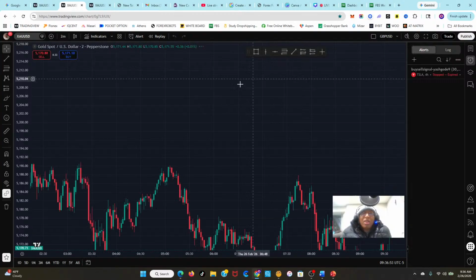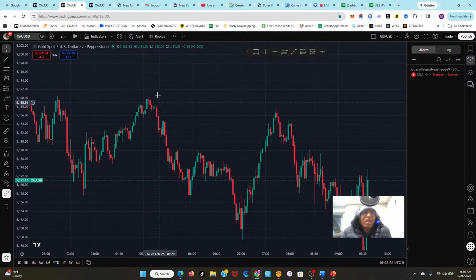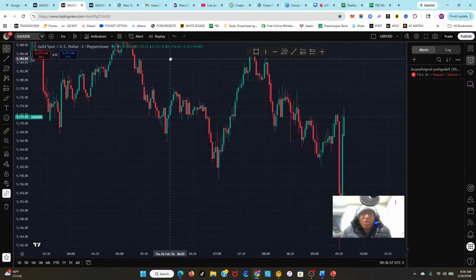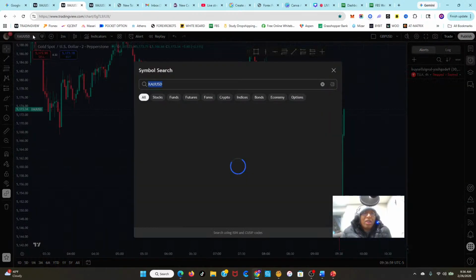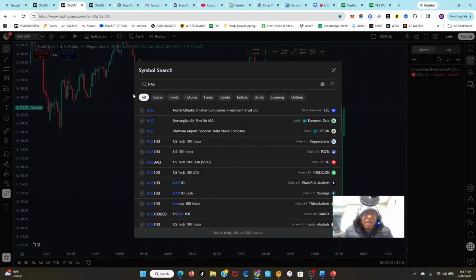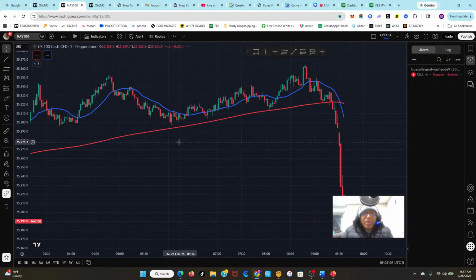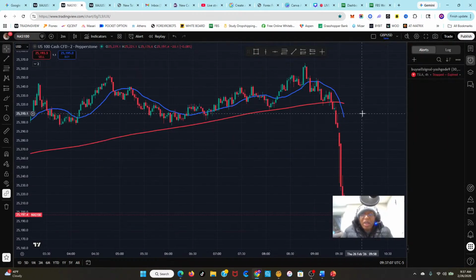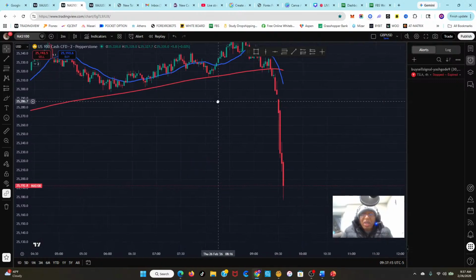Something is wrong with my TradingView. As you can see, I lost my chart here. Okay, there we go. It's showing gold, but I need the NAS 100. This one. Okay, so we are there now. It went all the way down.